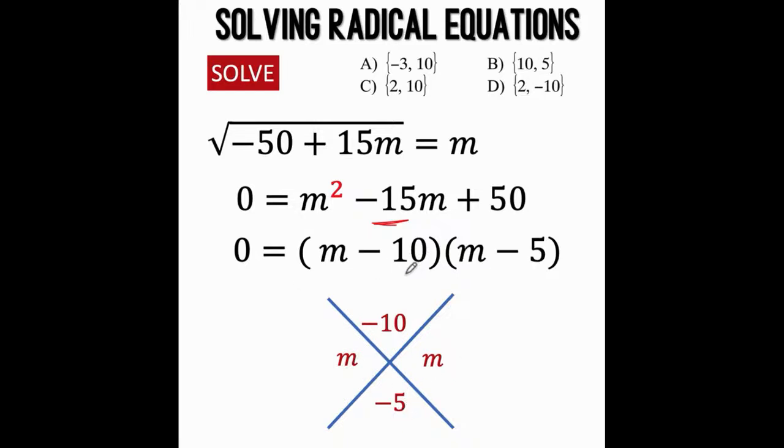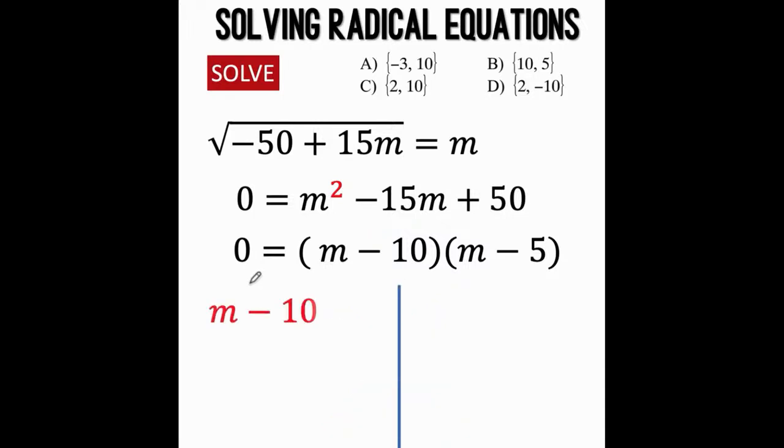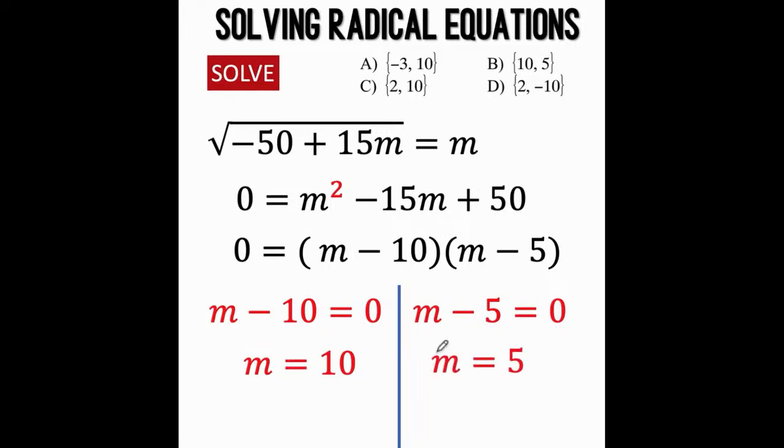So we now have here a product that is equal to 0, so each of the factors is equal to 0. At the left side, we add 10 to both sides of the equation to get m equals 10. At the right side, we add 5 to both sides of the equation to get m equals 5.